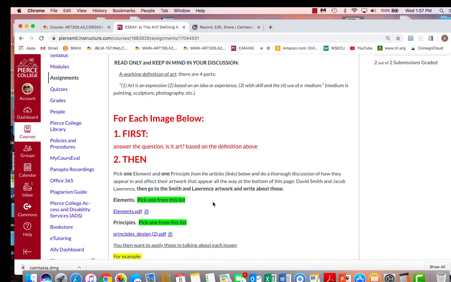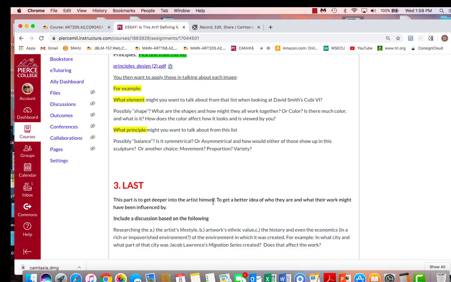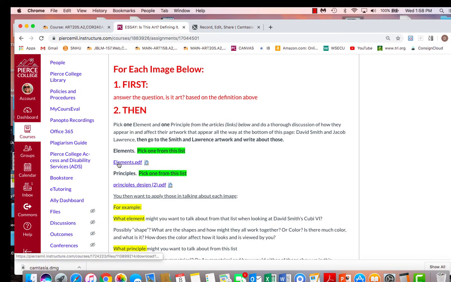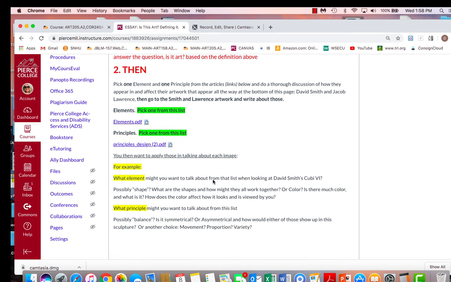The second part, there's 3 parts. So the second part is the discussion of the elements and principles that we're looking at this first week. This is the document here. I'll maximize it right here on the screen. And of the elements of art, like line and color, but there's a lot of different ones. And then the principles of design, like unity and variety, things like that.